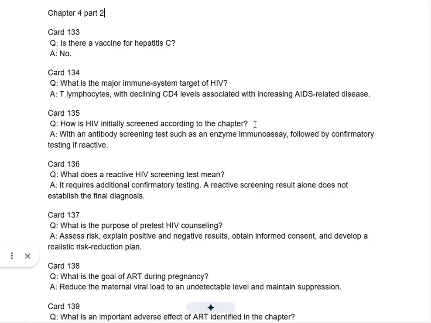Card 135. Q. How is HIV initially screened according to the chapter? A. With an antibody screening test such as an enzyme immunoassay, followed by confirmatory testing if reactive. Card 136. Q. What does a reactive HIV screening test mean? A. It requires additional confirmatory testing. A reactive screening result alone does not establish the final diagnosis.